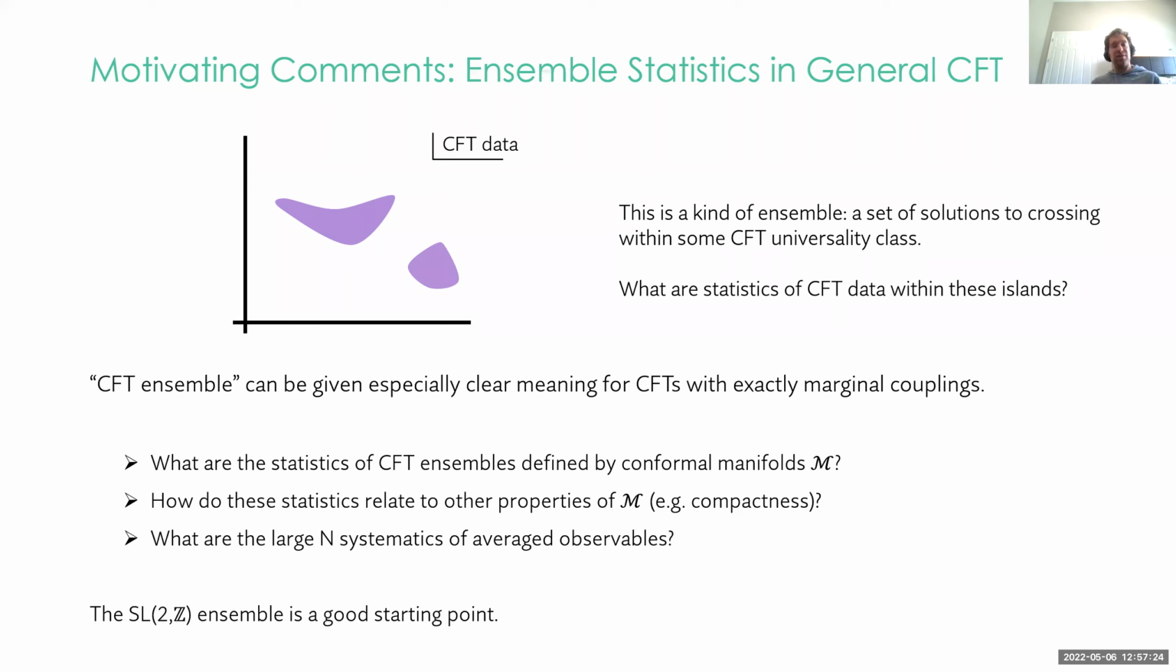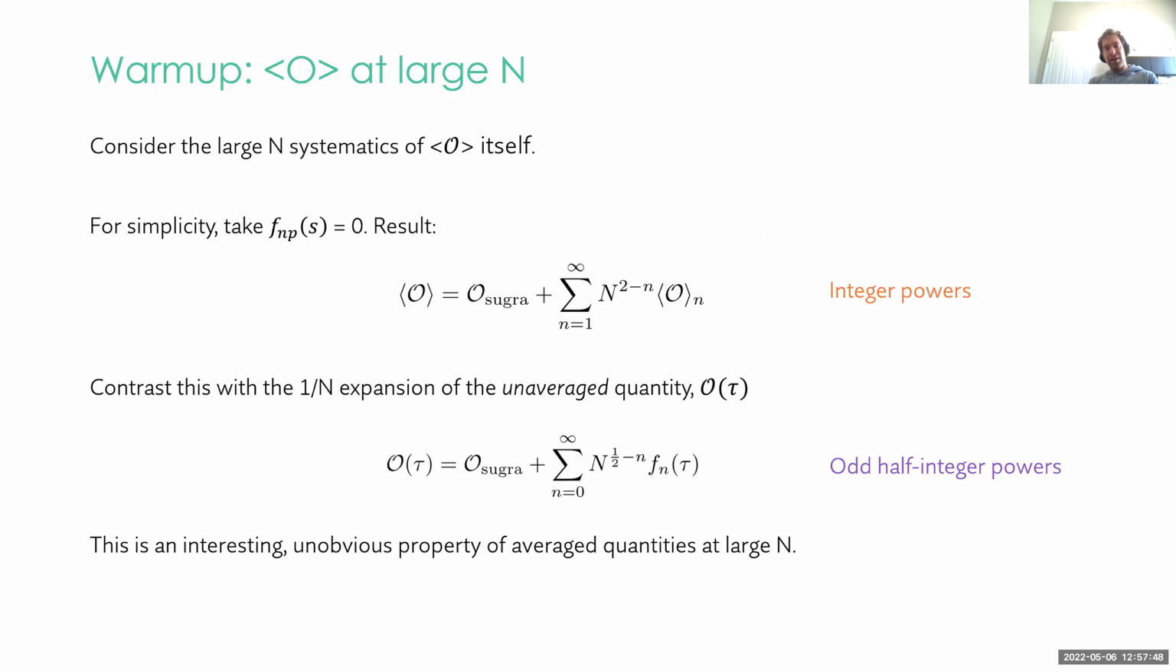One of them is, what are the statistics of the ensembles defined by these conformal manifolds M? How do these statistics relate to the other properties of M? Say, if the conformal manifold is compact or non-compact, is this somehow visible in the statistical properties of the OPE data? And just completely generally, what are the large N systematics of these averaged observables? So the SL2Z ensemble gives us a good starting point to answer some of these. As a warm-up, let's consider the large N systematics of the average of O itself. We're not really doing statistics yet. For simplicity, let's take FNP to be 0. The reason is just that the point I'm about to make becomes a little more striking, but it generalizes when it's not 0.